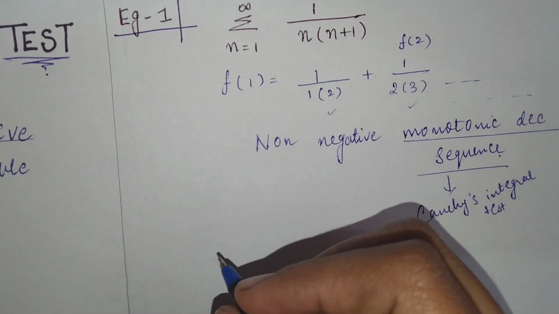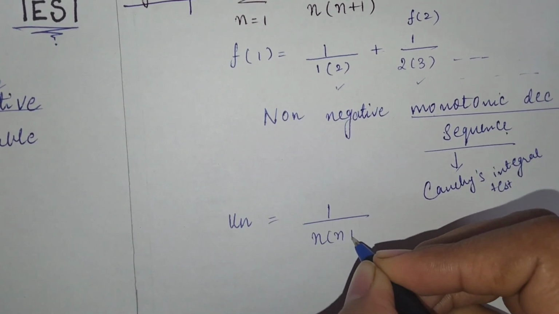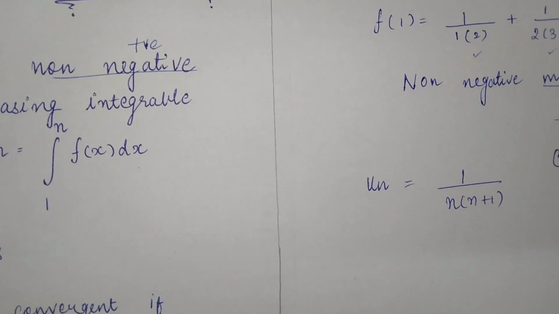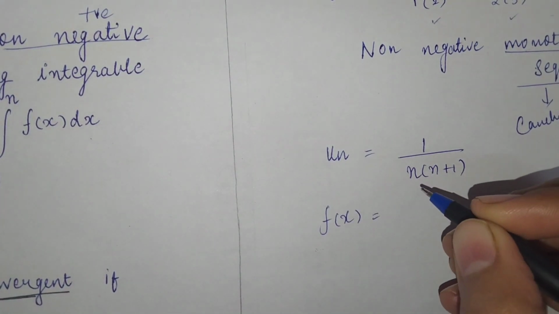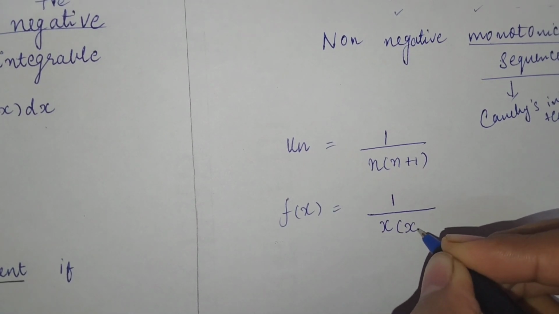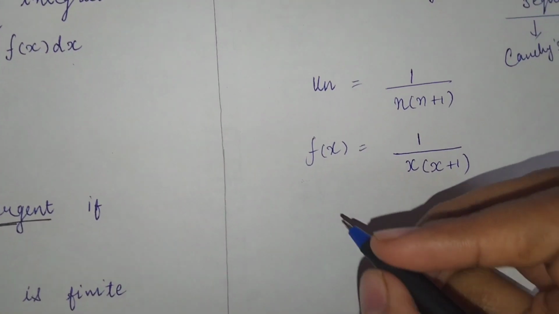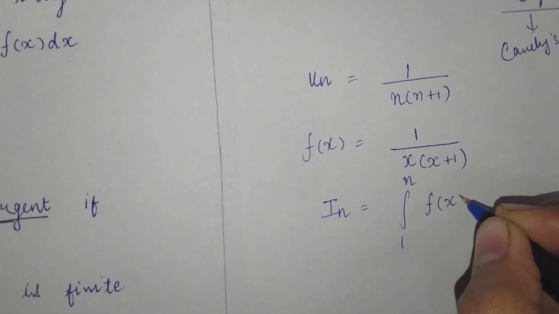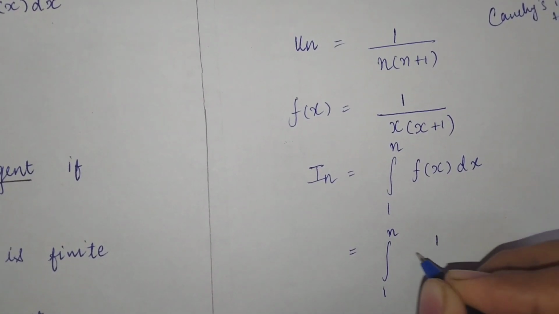So we have to write our un as 1 by n into n plus 1. But we have to put the limit in the function f of x. So what will be our function f of x? F of x will be, in place of n you have to substitute x. So you will get the function f of x as 1 by x into x plus 1. Okay. Now we will put in the given condition the integral from 1 to n of f of x dx.